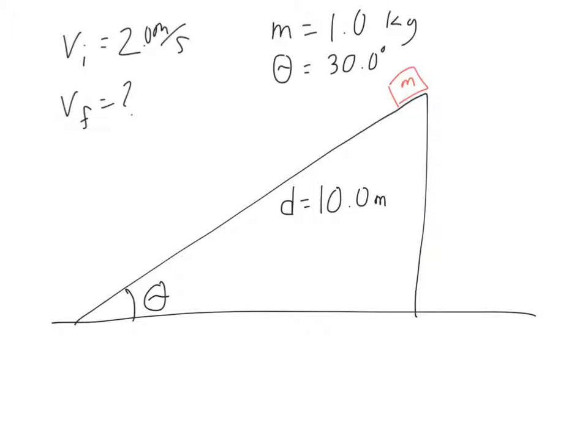Let's take the following scenario. You have a block at the top of a ramp. You know the ramp is 10 meters long and has an angle of 30 degrees. The block is 1 kilogram and it starts with some velocity, 2 meters per second. I want to figure out how fast the block is going when it reaches the bottom of the ramp here.